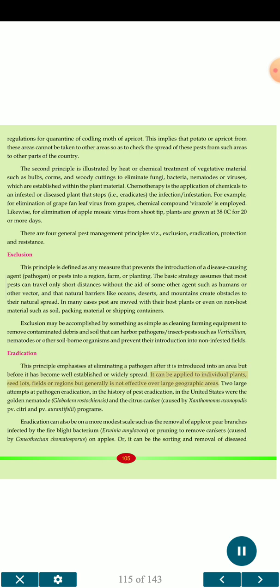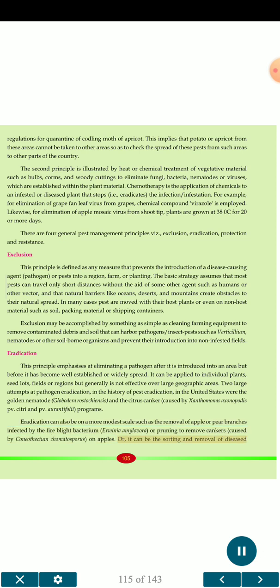It can be applied to individual plants, seed lots, fields or regions but generally is not effective over large geographic areas. Two large attempts at pathogen eradication in the history of pest eradication in the United States were the golden nematode, Globodera rostochiensis, and the citrus canker caused by Xanthomonas axonopodis pv. citri programs. Eradication can also be on a more modest scale such as the removal of apple or pear branches infected by the fire blight bacterium Erwinia amylovora or pruning to remove cankers caused by Coniothyrium chomatosporum on apples.